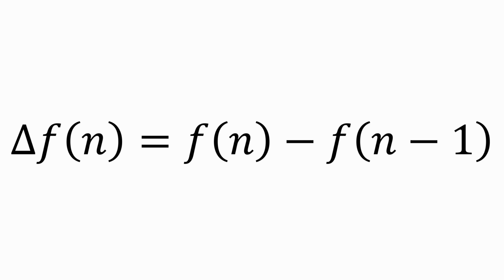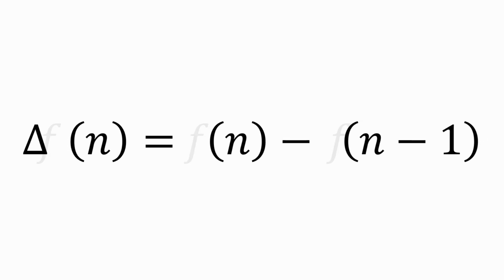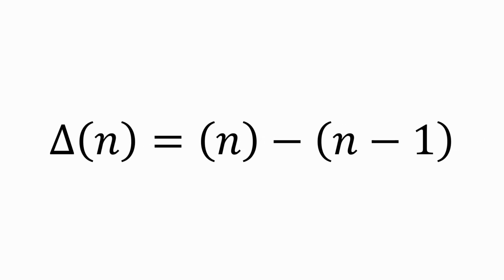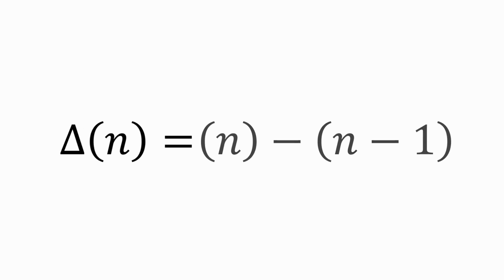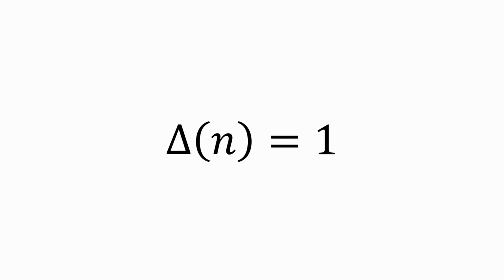Before we jump into the deep end, let's take a quick look at a simple example. F of n equals n. We get this, which is simply just 1. This fits well with our intuition. F of n equals n is linear, so the rate at which it's increasing does not change. This example is analogous to how the derivative of f of x equals x is 1.